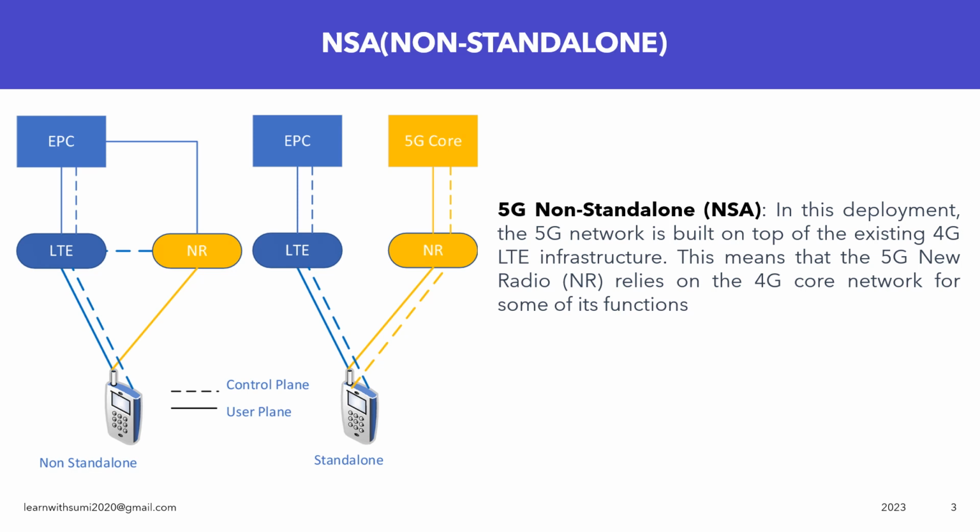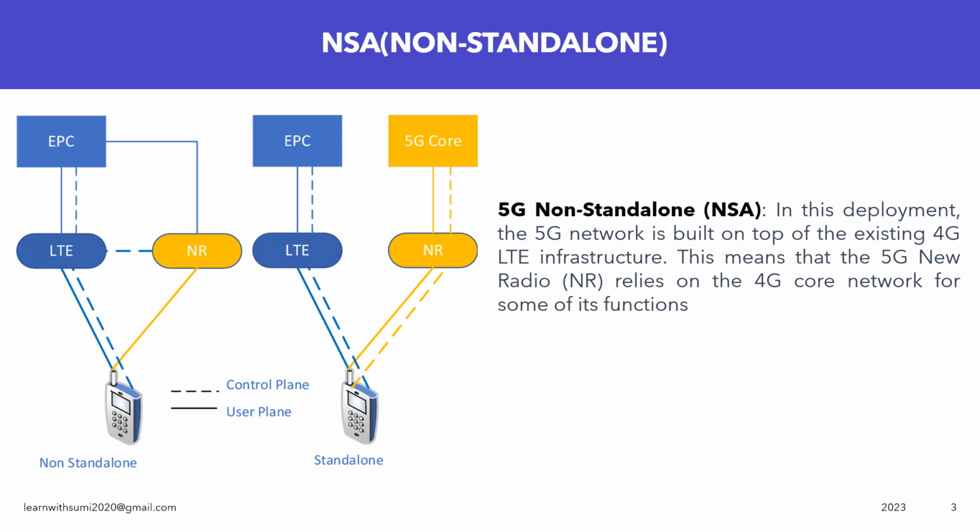So in deployment, the 5G network is built on top of the existing 4G LTE architecture as infrastructure, as I said. This means the 5G New Radio, NR, relies on the 4G core network for some of its functions. So in non-standalone mode, 5G connections are built on the 4G core network with 5G NR, new radio access nodes connecting devices to the network.